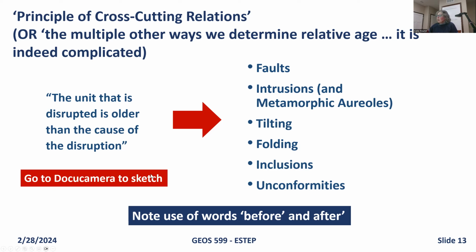Now, I'm not actually going to go to the document camera right now, but what I do want to point out is geologists use the words before and after. If you hear someone saying X happened before Y, it means X is older than Y. If you hear someone saying C happened before D, it means C is older than D. If someone says F happened after R, it means that R is older and F is younger. So using the terms before and after correctly is important.